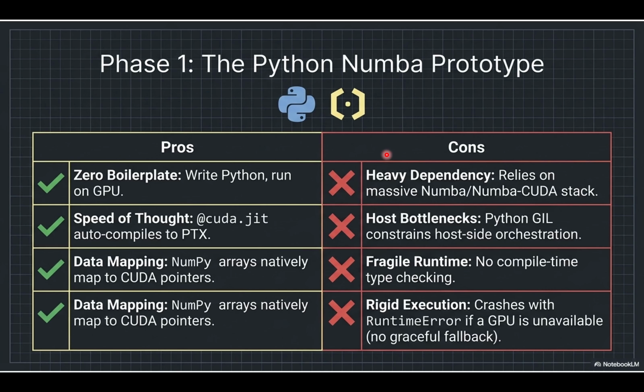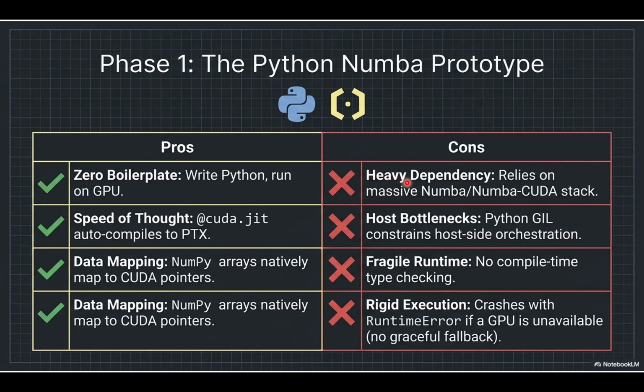Wait, I have to push back on this a little bit because the notes call it zero boilerplate. Yet the developer is relying on this massive Numba library to do all the heavy lifting. If Python is this easy, why on earth would anyone abandon it to rewrite the whole thing in Rust? That is the big question. And what's fascinating here is that you've hit on the exact reason the developer initiated the rewrite. Abstraction is a double-edged sword.